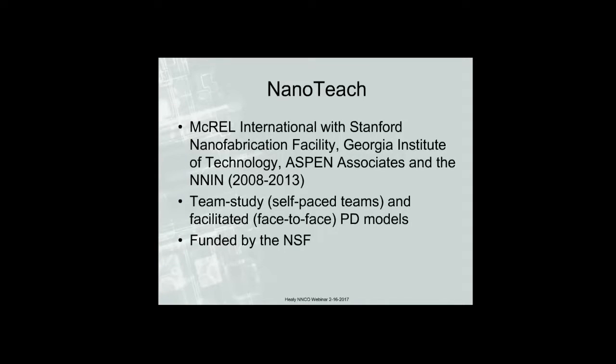And there were two groups. There was a self-paced team and then a face-to-face professional development model.